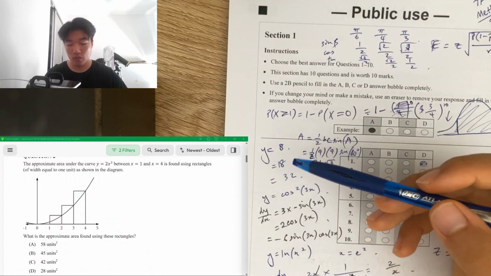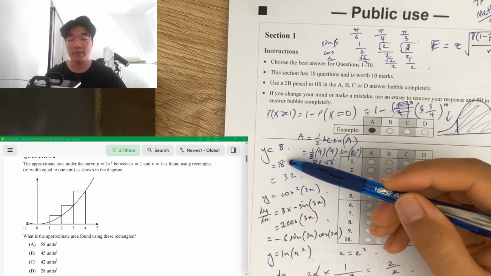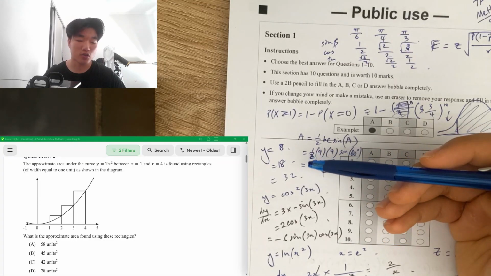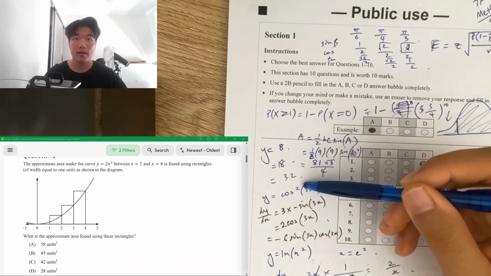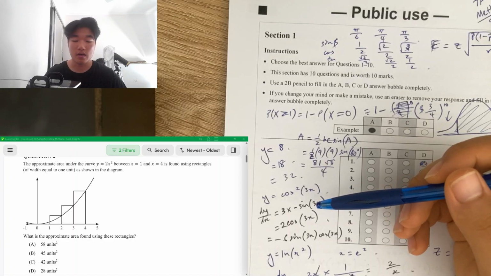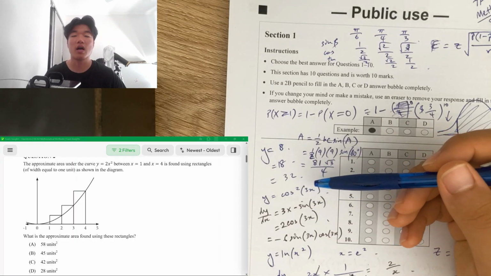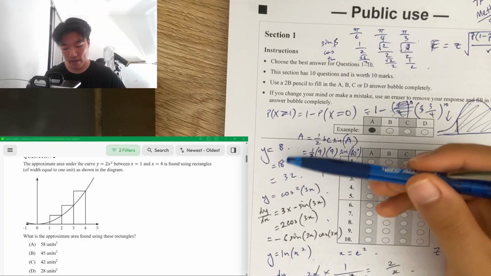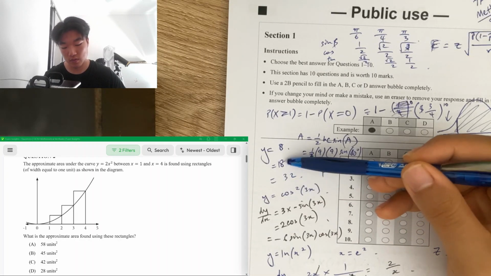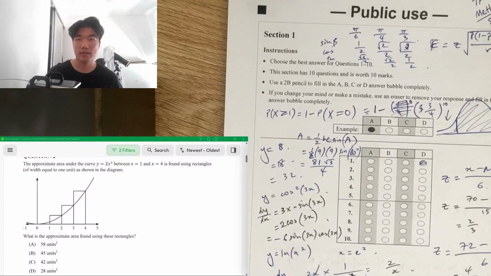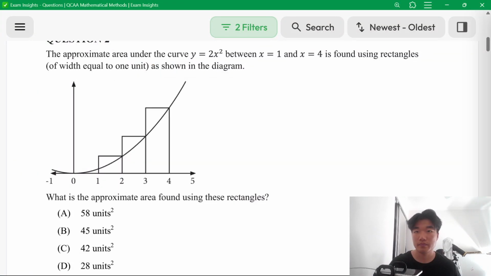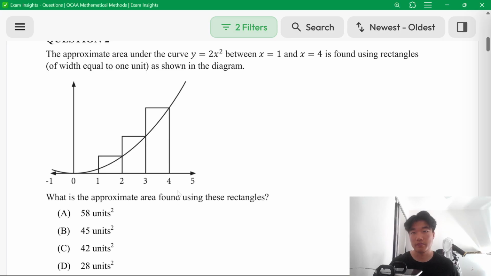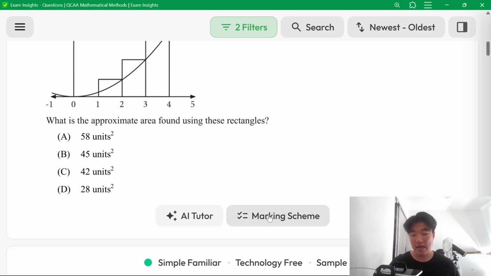Same thing, we just go to x equals 3, and we sub it in. So 2 times 3 squared is 2 times 9, which is 18. Again, we sub in x equals 4. So 2 times 4 squared equals 2 times 16, which is 32. When we add 18 and 32 together, we get 50. So then it's 58 when we add 8 to that. So 58, it's A.